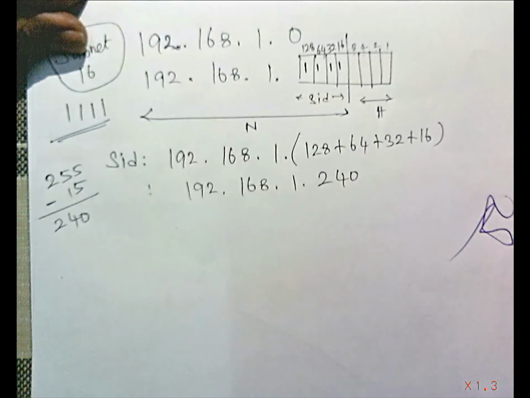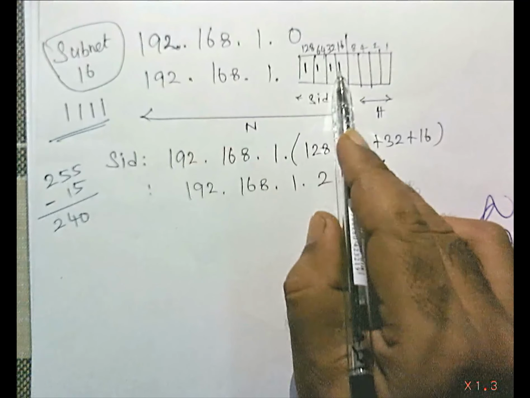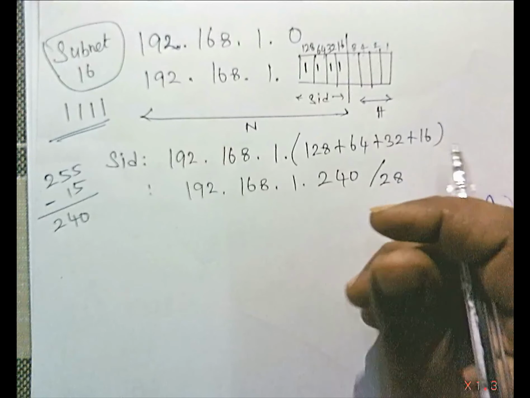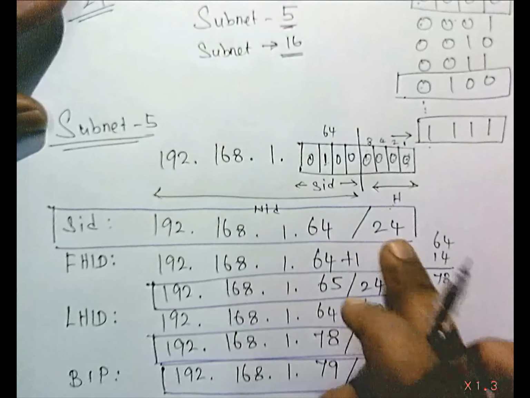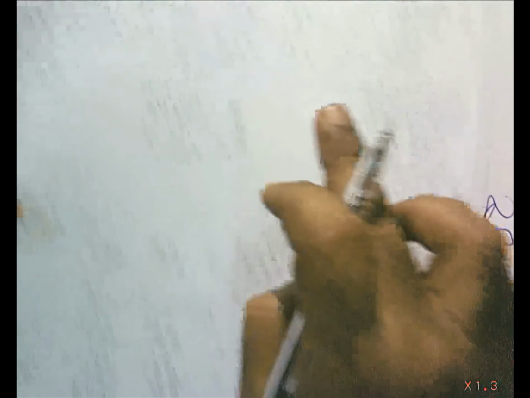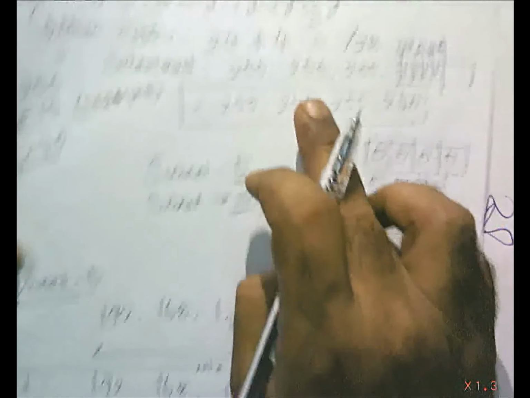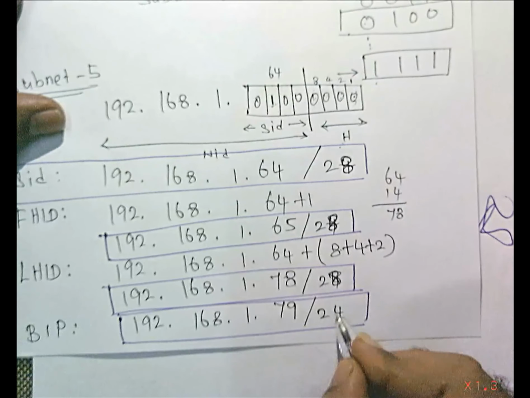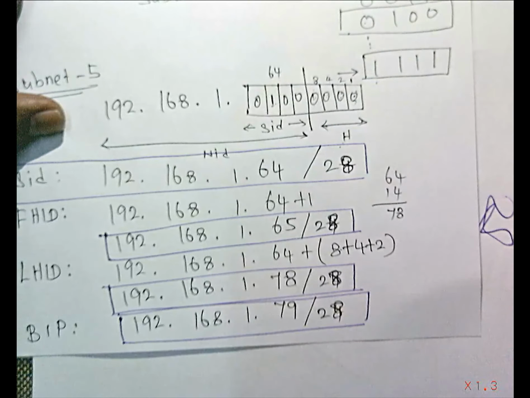Now the slash. We borrowed 4 bits, so 24, 25, 26, 27, 28. Yes, it is going to be 28. Sorry, in the first page I put everything as 24. It is not 24, it is wrong. It is 28 because we borrowed 4 bits here. So all of these are going to be 28. It is not 24, we borrowed 4 bits: 24 plus 4, so now it is /28.